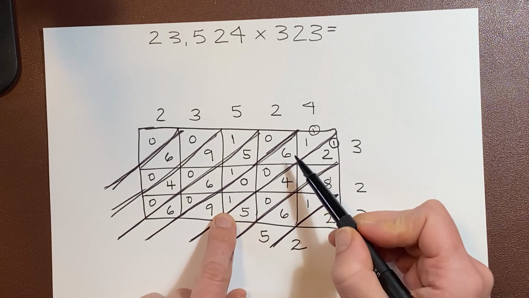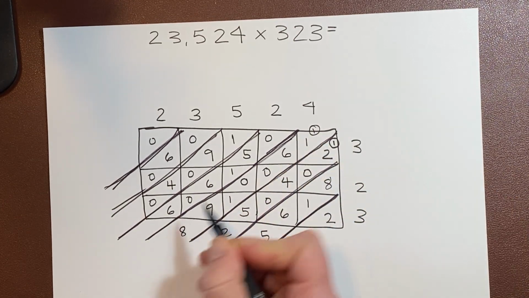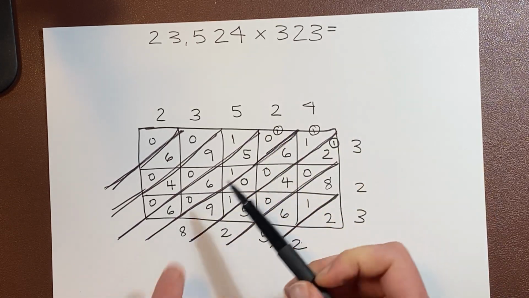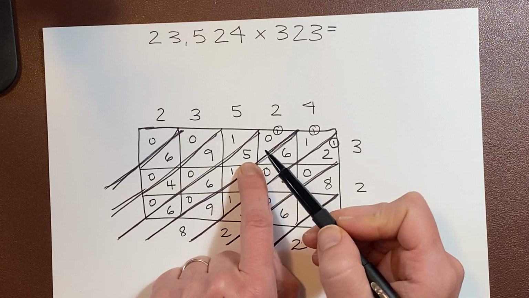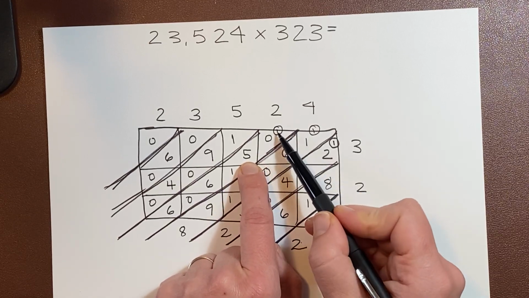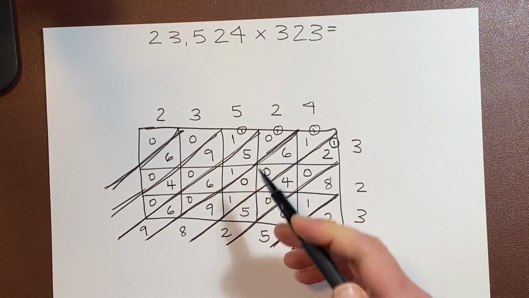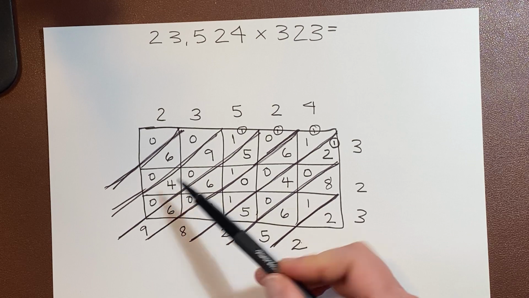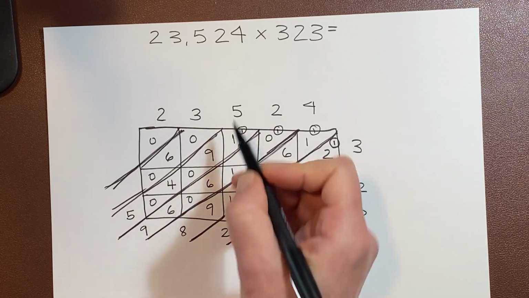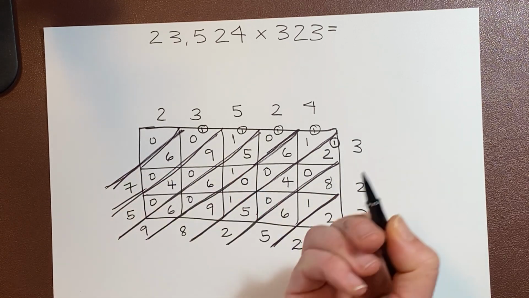9 and 1 is 10, plus 6 is 16, 17, 18. Carry the 1. 6 plus 6 is 12, plus 1 is 13, plus 5 is 18, plus that 1 is 19. And your 9 and 1 is 10, 11, and 15. 6 and 1 is 7, and here we have a 0.